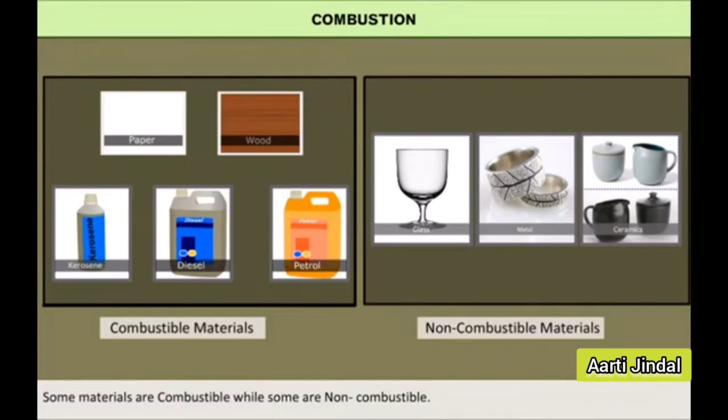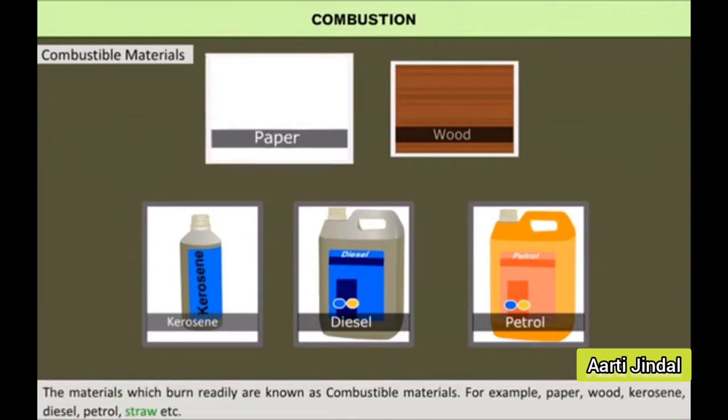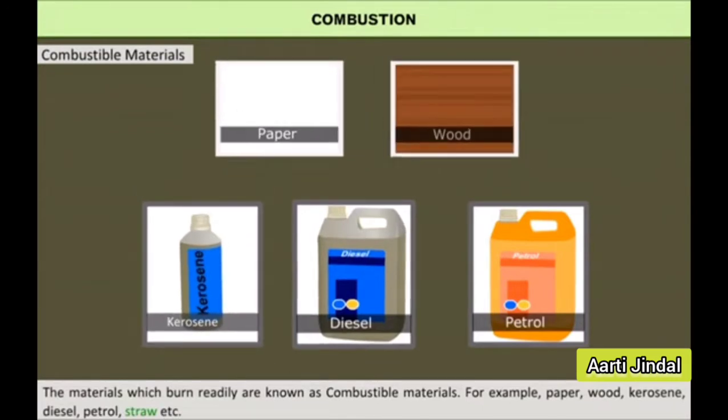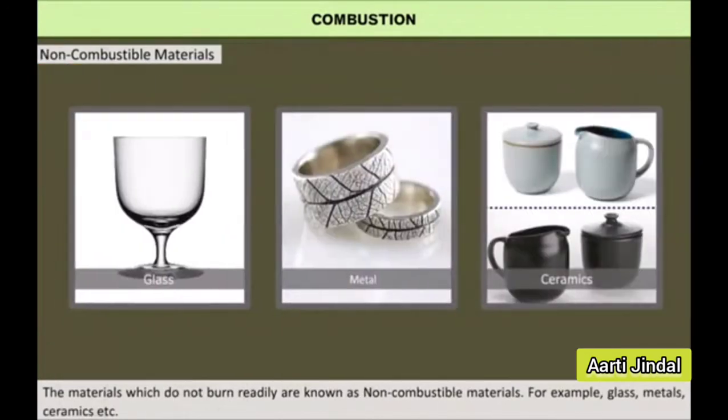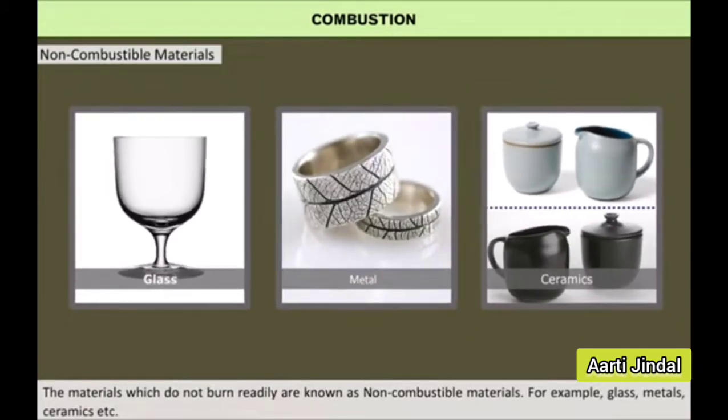Some materials are combustible while some are non-combustible. The materials which burn readily are known as combustible materials. For example, paper, wood, kerosene, diesel, petrol, straw, etc. The materials which do not burn readily are known as non-combustible materials. For example, glass, metals, ceramics, etc.